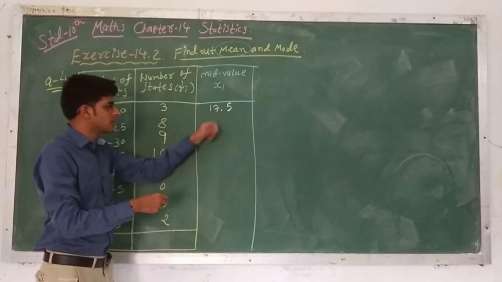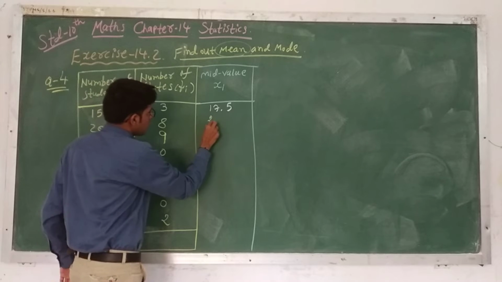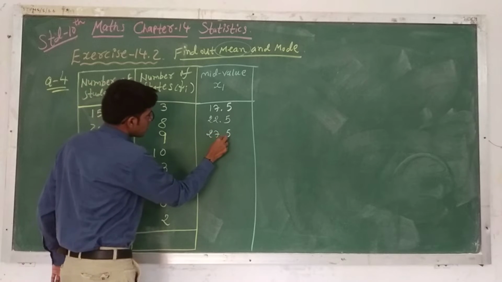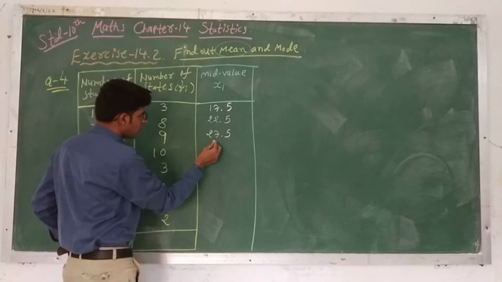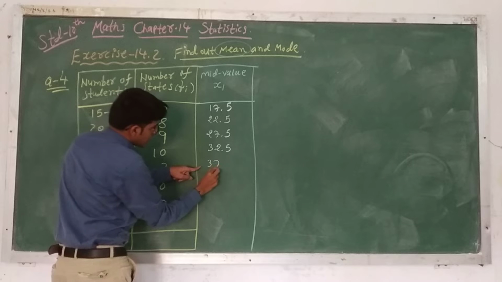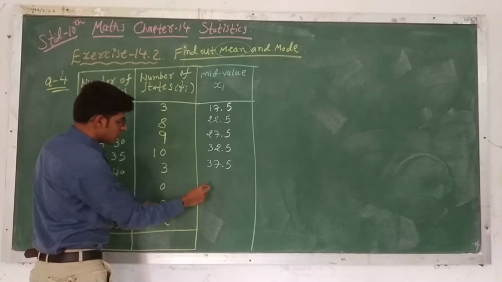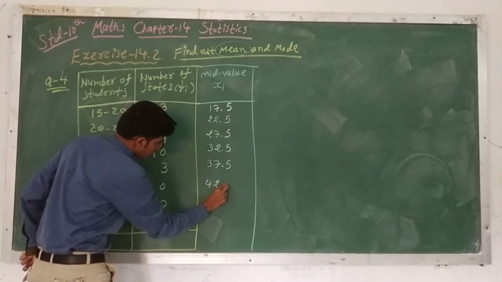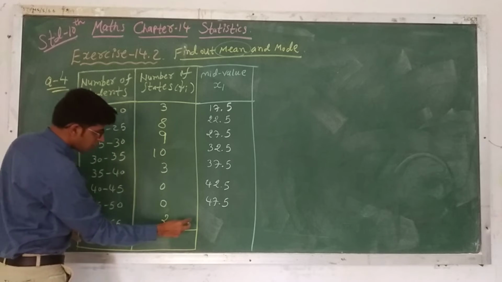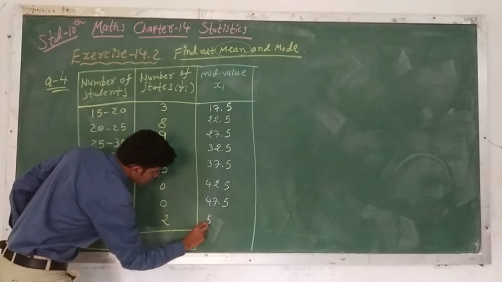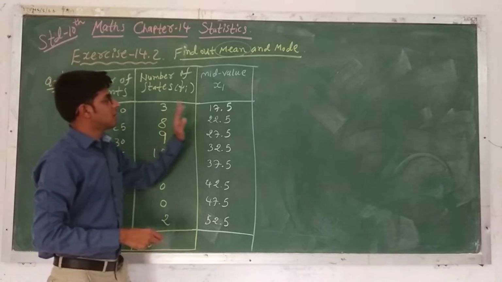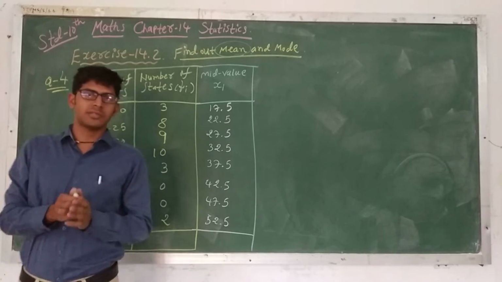So 17.5 plus 5 is 22.5. 22.5 plus 5 is 27.5. 27.5 plus 5 is 32.5. 32.5 plus 5 is 37.5. 37.5 plus 5 is 42.5. 42.5 plus 5 is 47.5. And 47.5 plus 5 is 52.5.